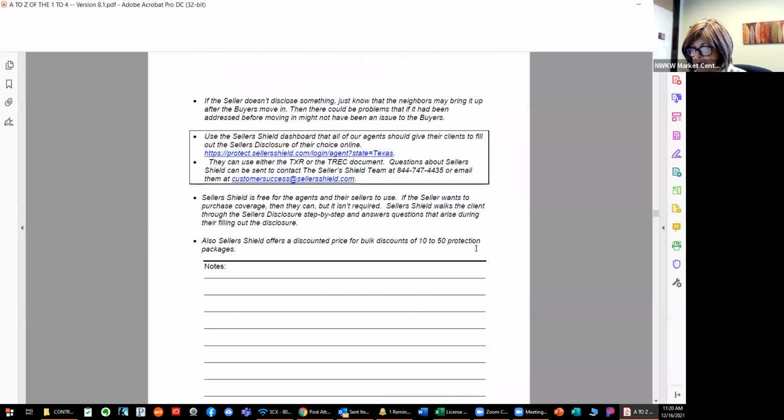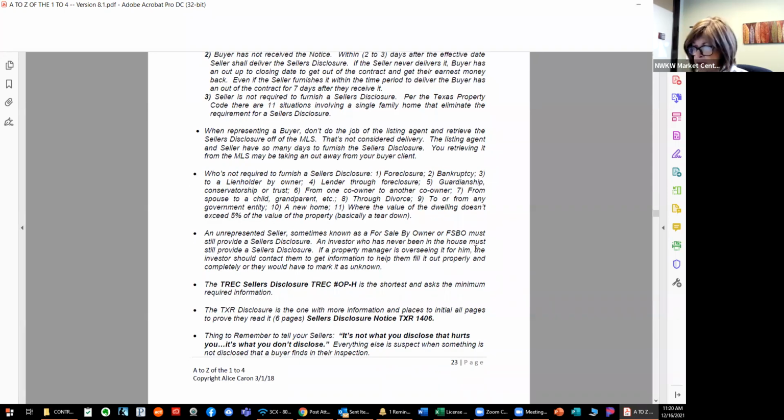Just know that an unrepresented seller, sometimes known as a for sale by owner or FSBO, must still provide a seller's disclosure. An investor who's never been in the house must still provide a seller's disclosure. I already told you that if they would get their property manager, if someone is overseeing it, they need to have the information. Even if it's unknown, we still have to have one.